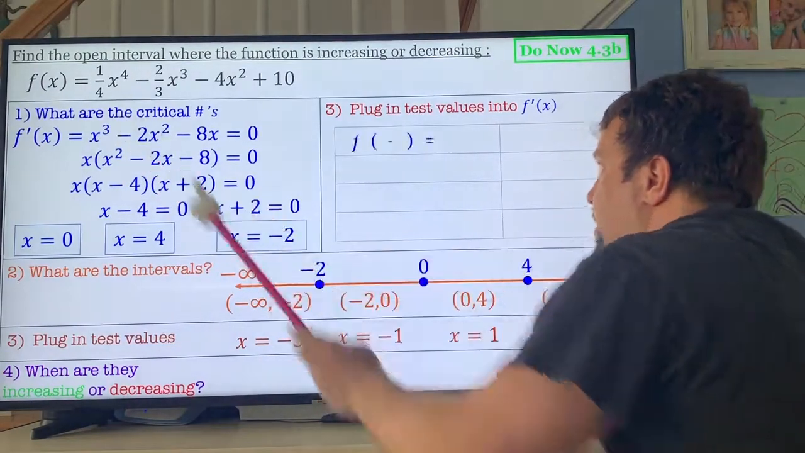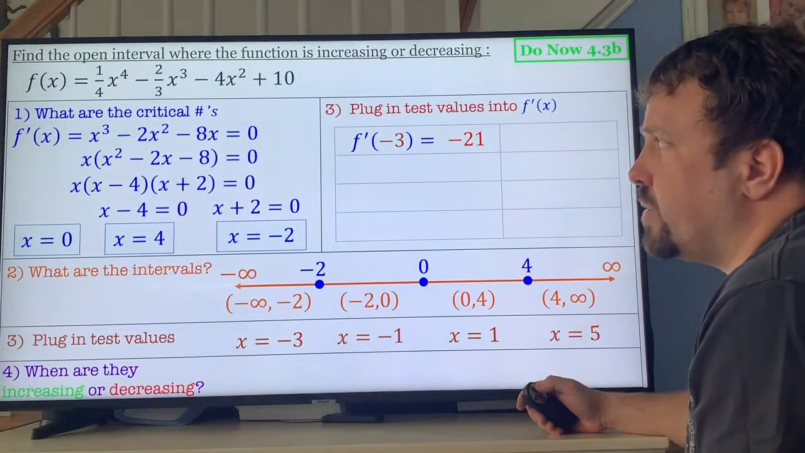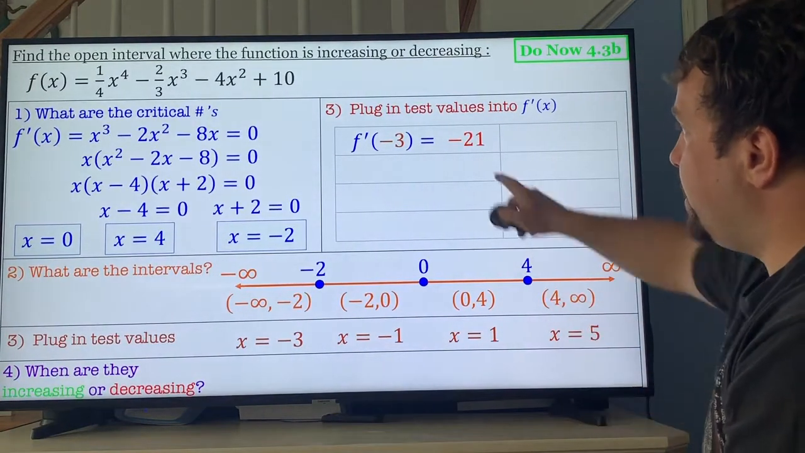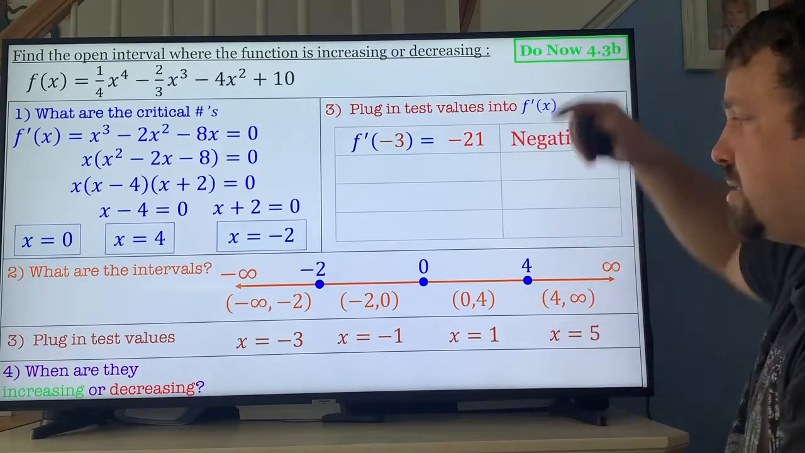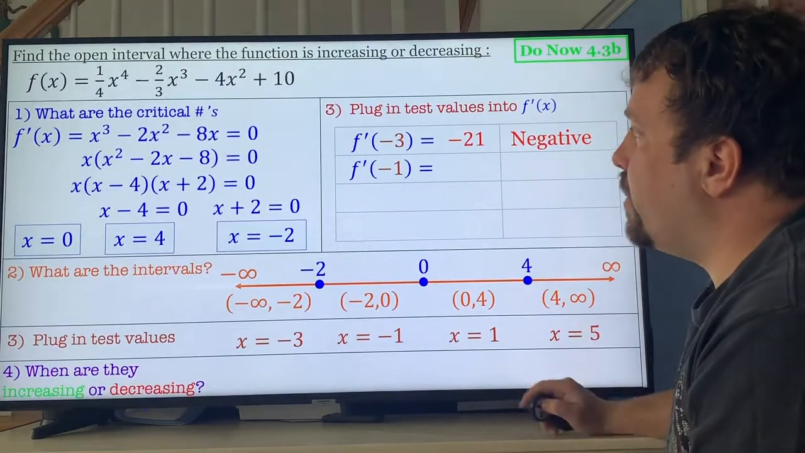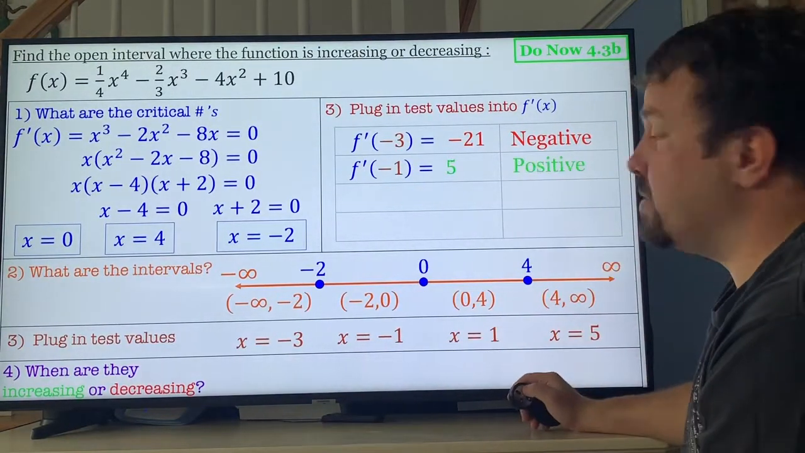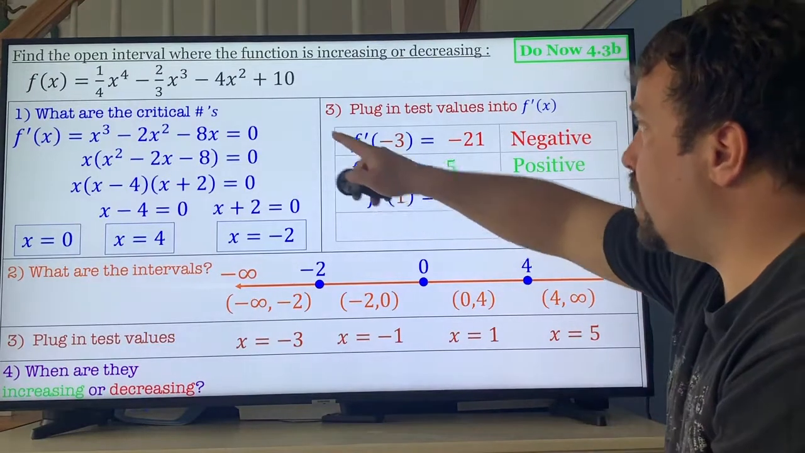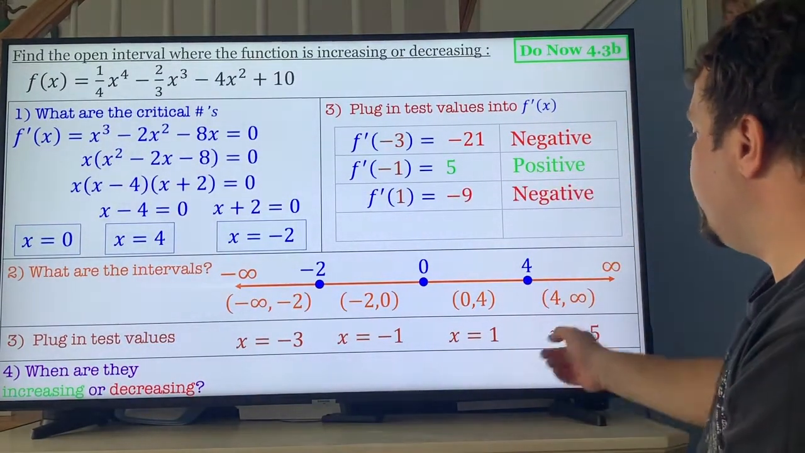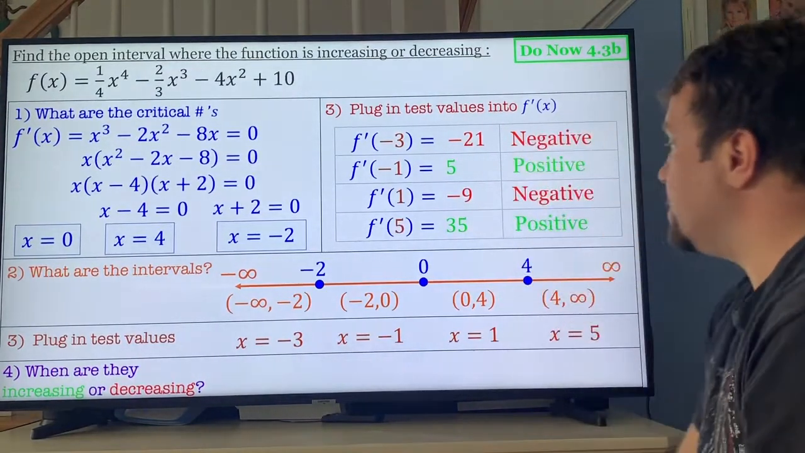If you plug -3 in there, -3 to the third, -2 times -3 squared, -8 times -3 is -21. So, -21 is a negative number. That means it is decreasing. Then -1. Plug it in. You should get 5. That's a positive number. Plug in 1. You get -9, which is a negative number. All right? Plug in 5. You get 35, which is indeed a positive number.